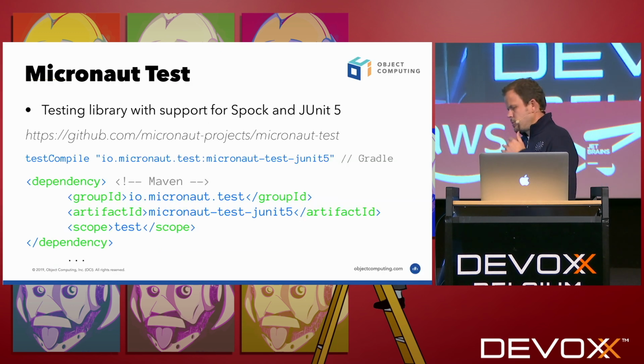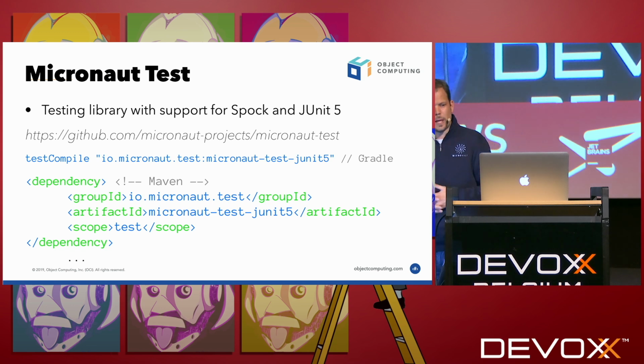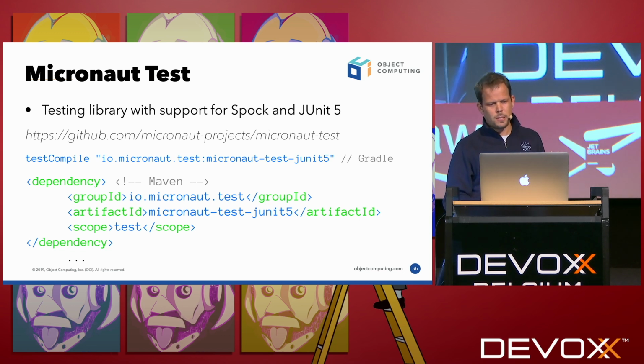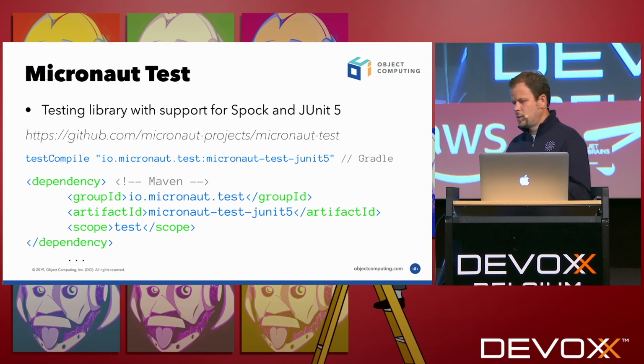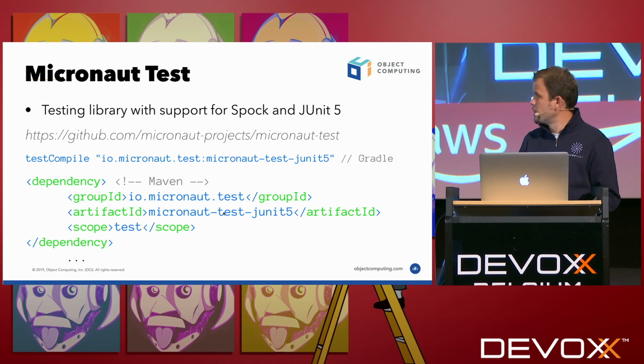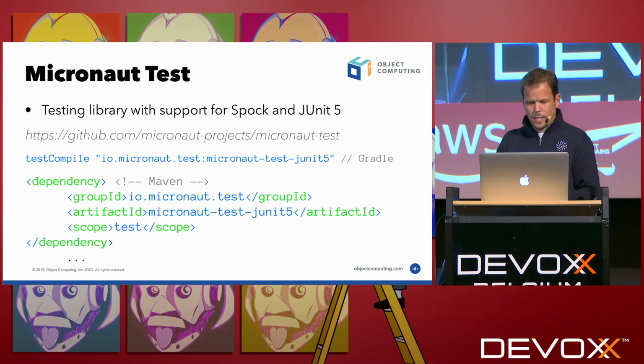So throughout this whole talk, this whole deep dive, I'm going to be using a library called Micronaut Test. You can get to it at that link, github.com/micronaut-projects/micronaut-test. It's a single dependency that works with either Spock or JUnit 5. So in Maven, you can declare it that way, and if you're using JUnit 5 in Gradle, you can do it the other way. Essentially, it adds an annotation called @MicronautTest that helps write tests a bit easier with Micronaut.